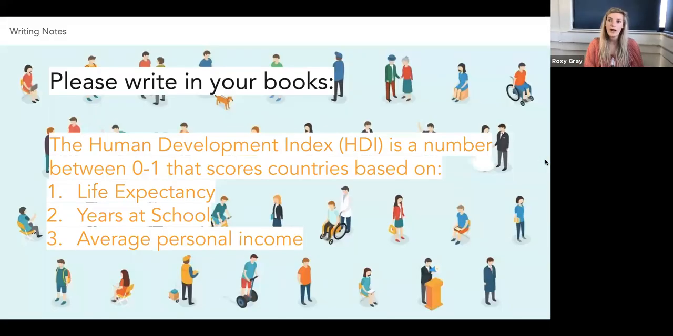Okay, so again, I'm just going to get you to pause and write down these notes as a summary of what the Human Development Index is.